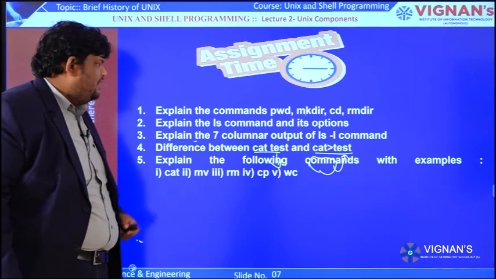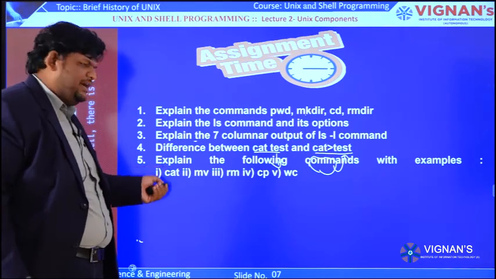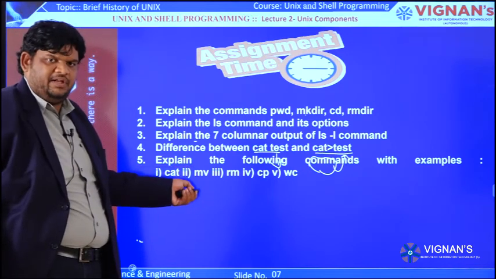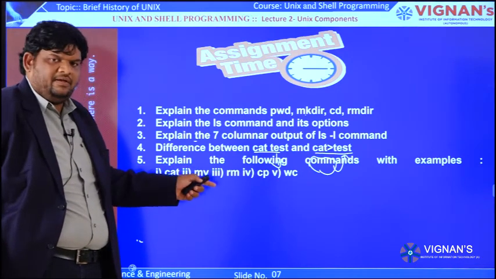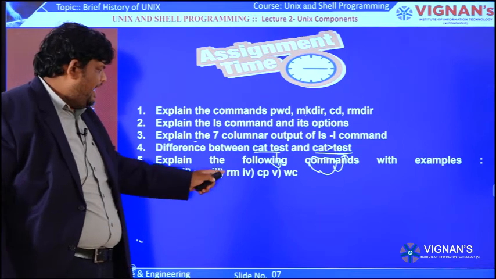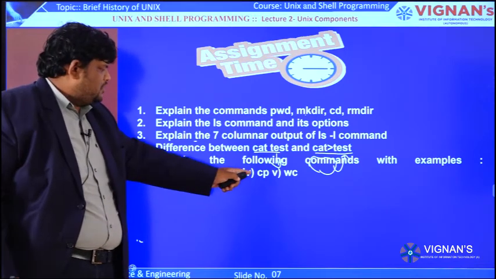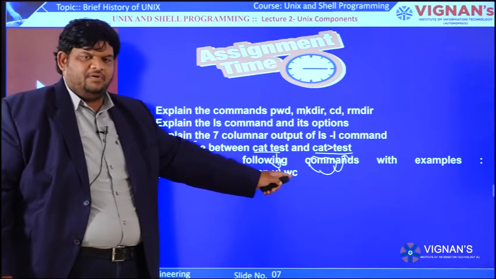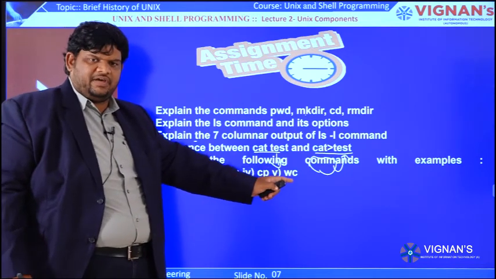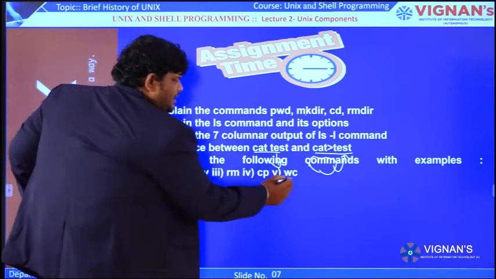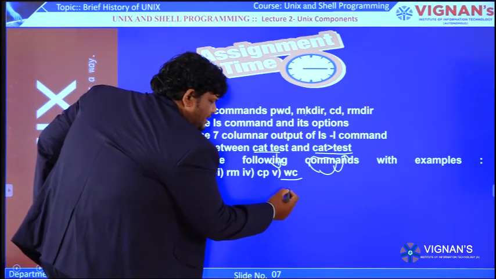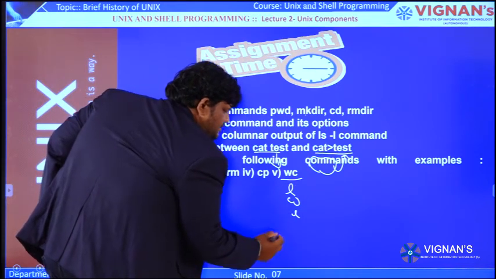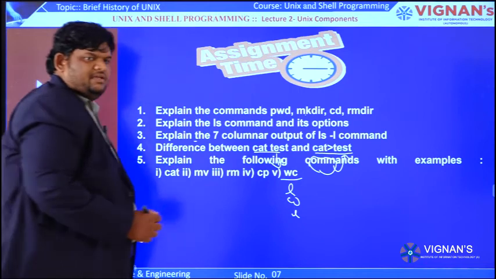Next, explain the following commands with examples. Again, we have to write cat, concatenation. What is the effect of move? How are we going to rename? Move, old directory name and new directory name. rm, remove. Next, copy, how we are going to copy files. Next, wc, word count: number of lines, number of words, number of characters. If you want to check in the content how many lines are there, how many words are there, how many letters are there, we can use this wc command.